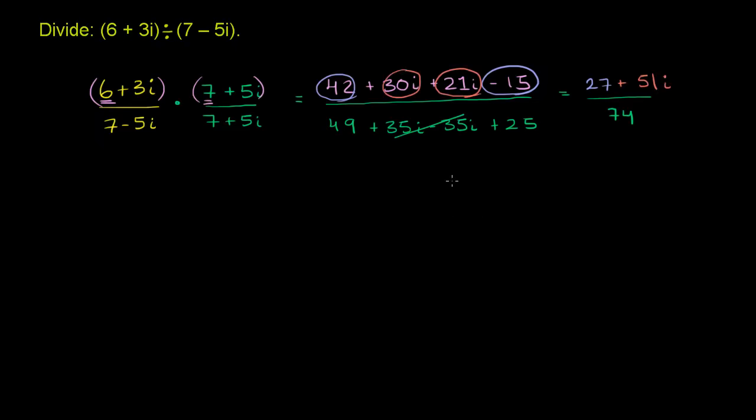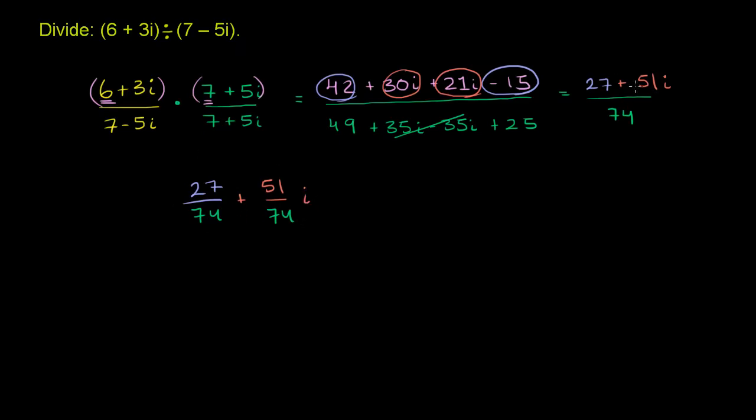And I want to write it in the form of a plus bi, the traditional complex number form. So this right over here is the same thing as 27 over 74 plus 51 over 74 times i. And we are done. We have a real part and we have an imaginary part.